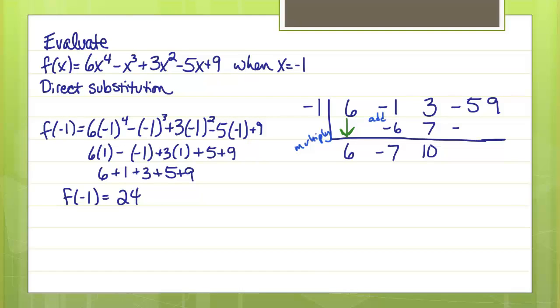-1 times positive 10, -10, add -15, multiply positive 15, that's a 15, that's an ugly 15, and then we add. So we get positive 24. So that's the same answer. That's using synthetic substitution.